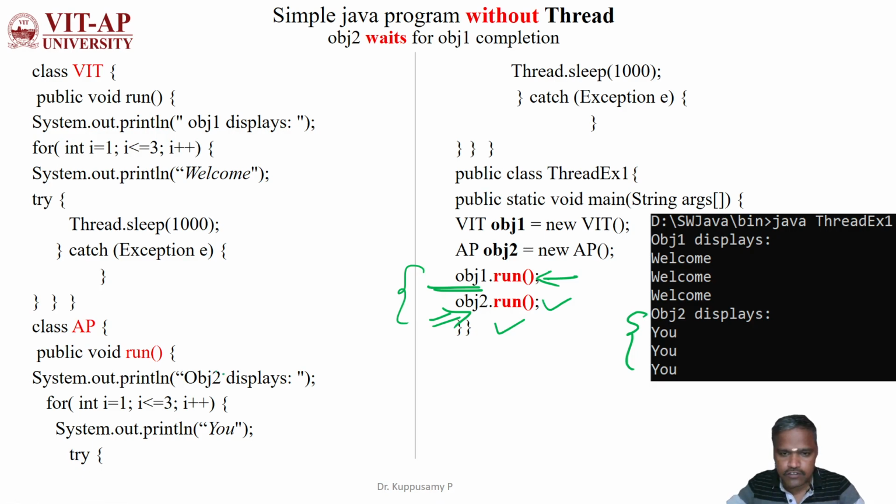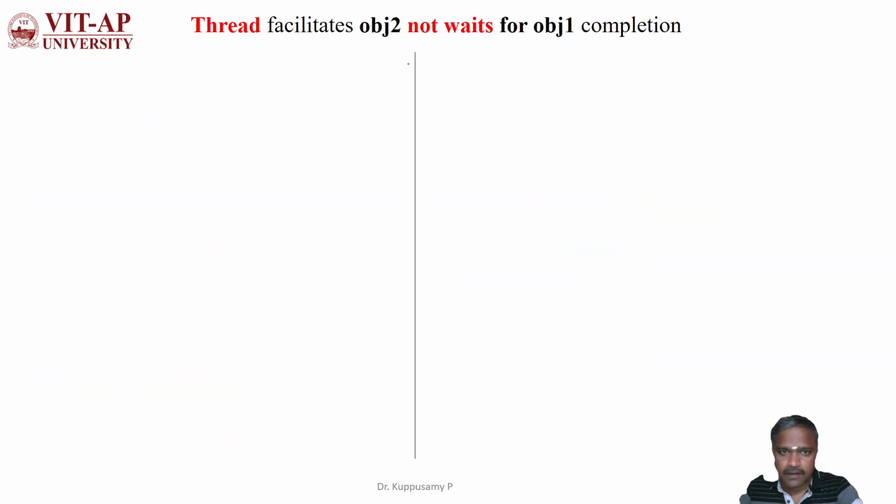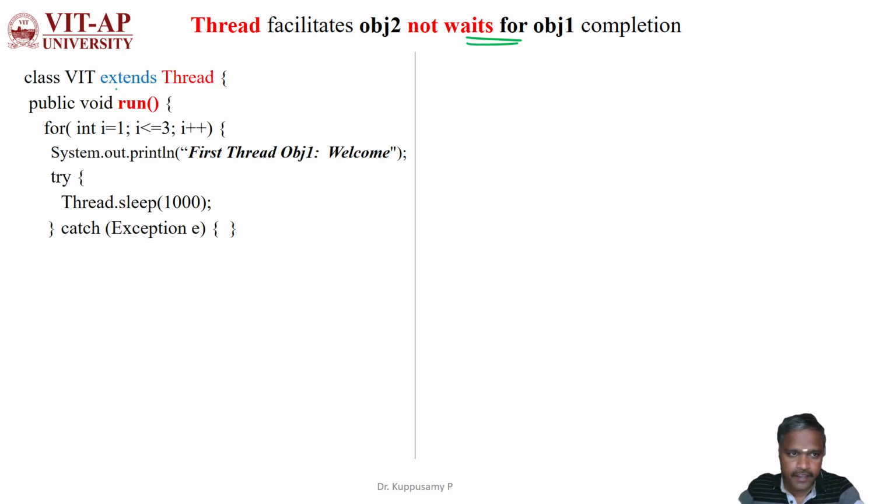Suppose if you introduce the thread, then object 2 will not wait for object 1 completion. So we will see by introducing the thread concept here. The thread is created by extending the built-in class thread. Here the user defined class is vit, what we have used in the previous example. So here the run method is performing the same process.